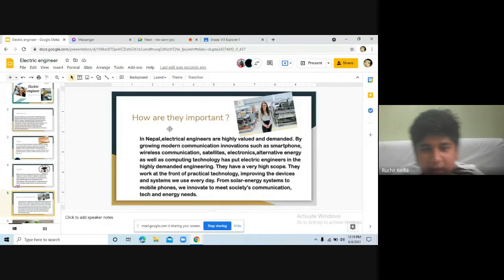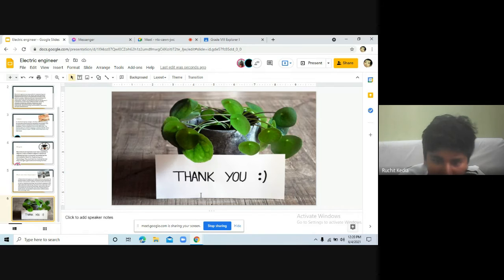How are they important? In Nepal, electrical engineers are highly valued and demanded because of the growing modern communication innovations such as smartphones, wireless communication, satellites, electronics, alternative energy, as well as computing technology. They have a very high scope. They work at the front of practical technology, improving the devices and systems we use every day. From solar energy systems to mobile phones, we innovate to meet society's communication, tech, and energy needs. Thank you.